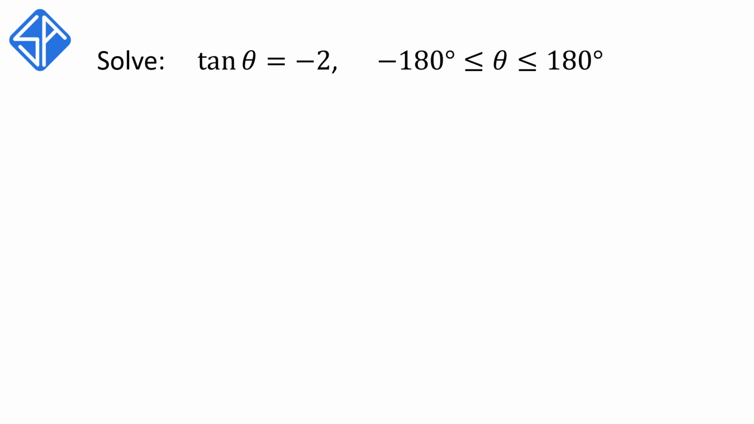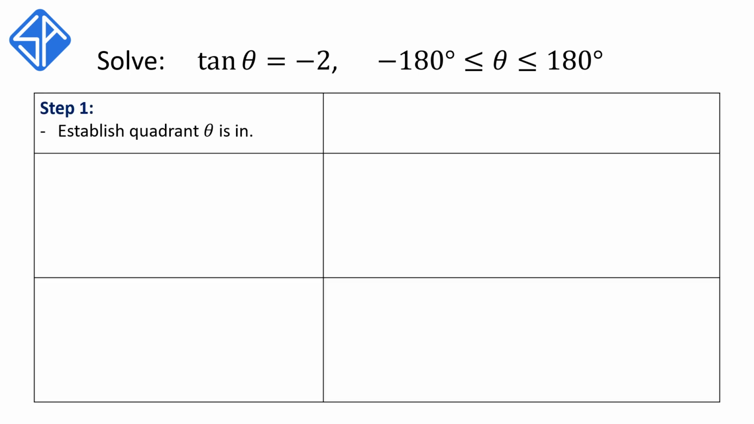Our last question, we're going to solve tan theta is equal to negative 2. This time theta is between negative 180 degrees and 180 degrees. We're going to again break it up into 3 steps. First, we're going to establish which quadrant theta is in. Since tan theta is negative, this means that theta is either in Q2 or Q4.